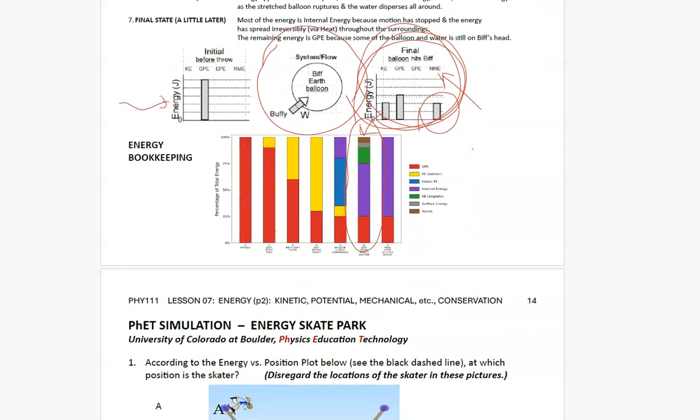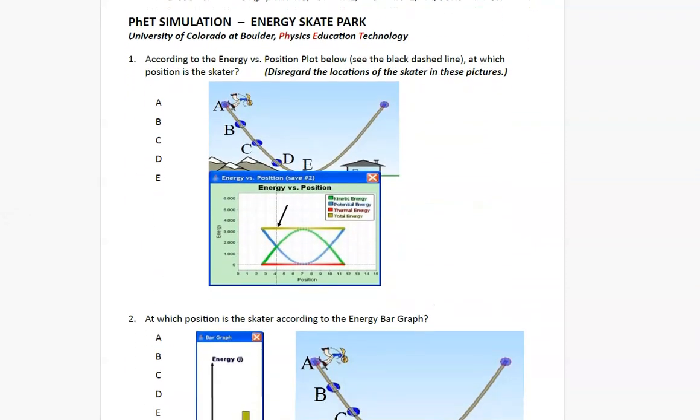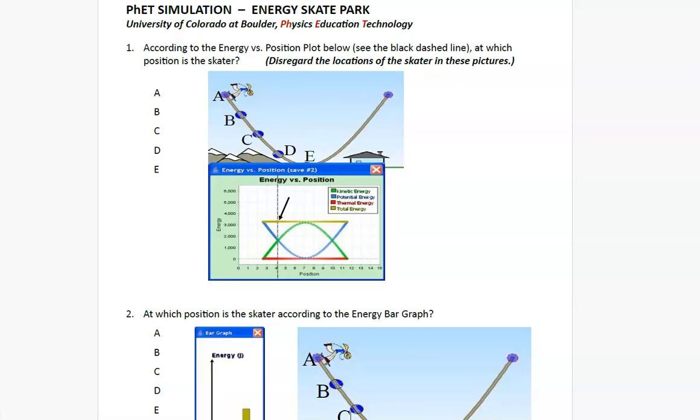let's take a look at some more simplified examples using the University of Colorado at Boulder PHET simulation. PHET stands for Physics, Education, Technology, and they created a simulation of a skate park, and they call it the Energy Skate Park. So this is a simulation that shows you how potential energy, specifically gravitational potential energy, and kinetic energy change as a skater goes down the skate track and then back up the skate track.